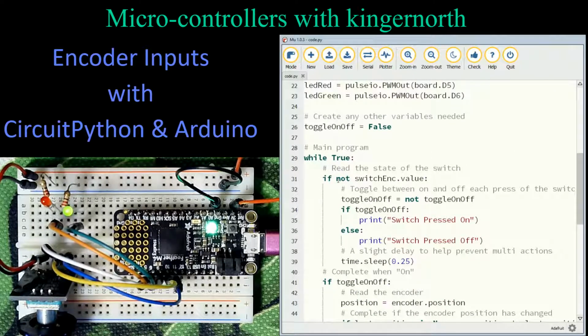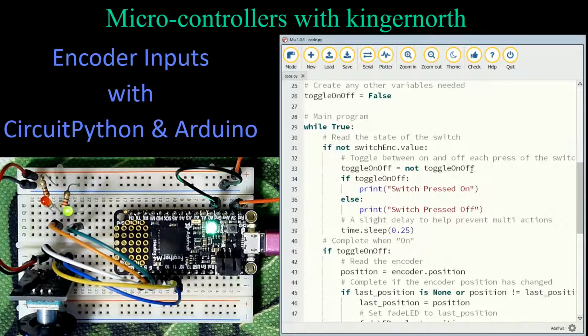That was really short. The main program, just like before, is going to read the state of the switch. We're going to do everything in the exact same order as we just did in Arduino. So if not switch encoder dot value, toggle on off equals not toggle on off. In Arduino we used not equals with the exclamation equals. This time we use the word not as the keyword, not the exclamation mark like in Arduino.